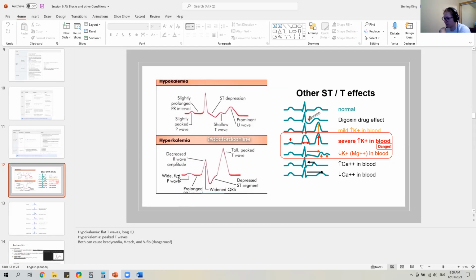Hyperkalemia is different in the sense that it has a really tall P wave. It's tall and peaked. And there's still the ST depression, so that doesn't differentiate much. So you can see this P, it's a little bit smaller, wide QRS, and then T. So the T is spiked. So hyperkalemia has a big T.